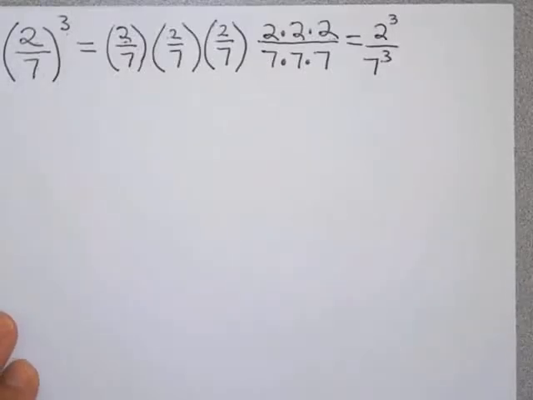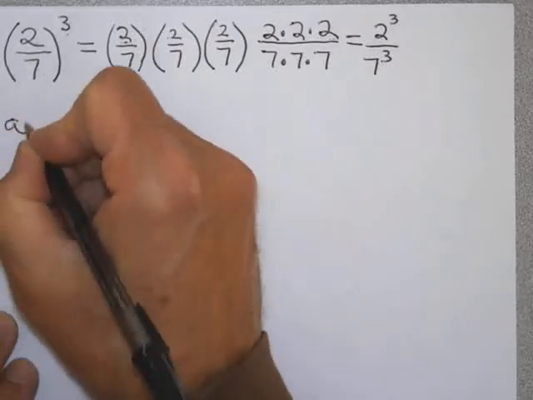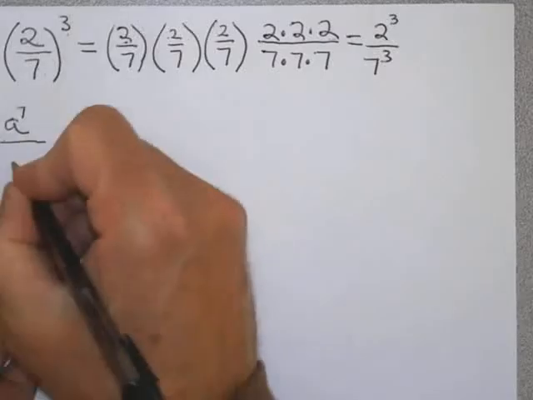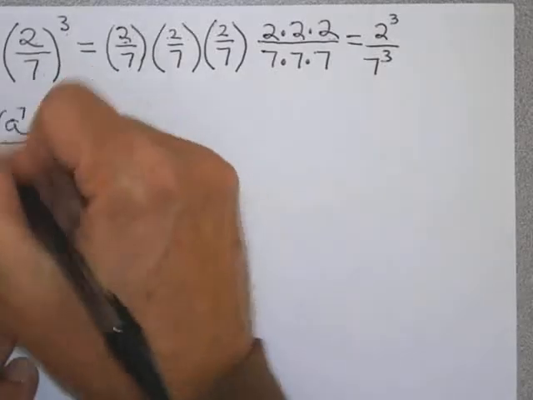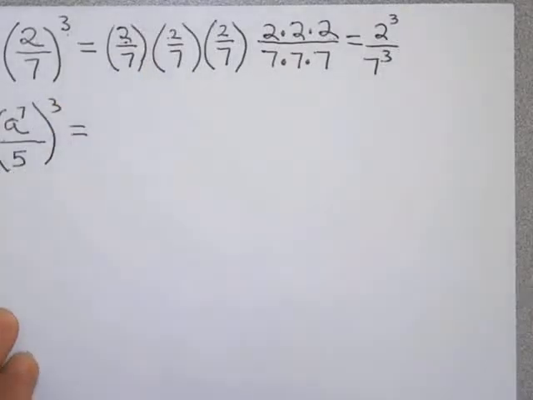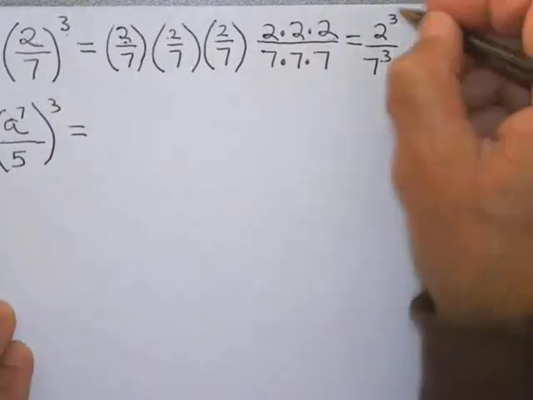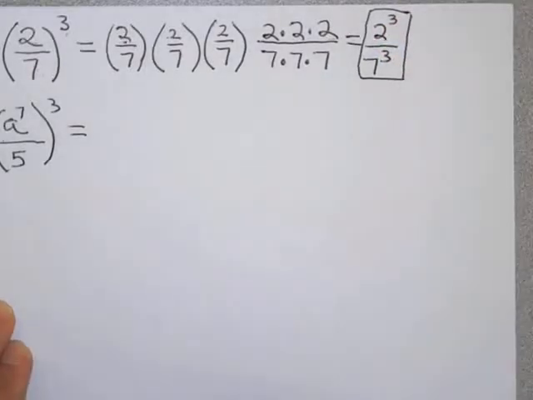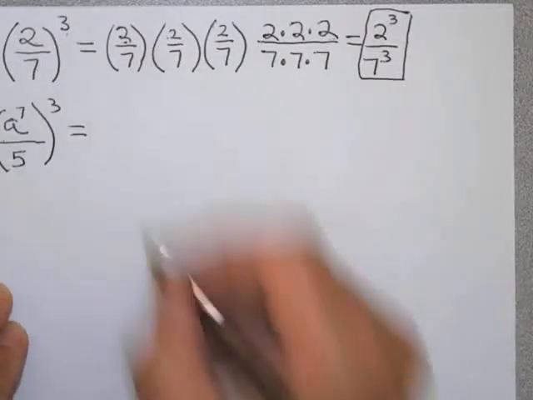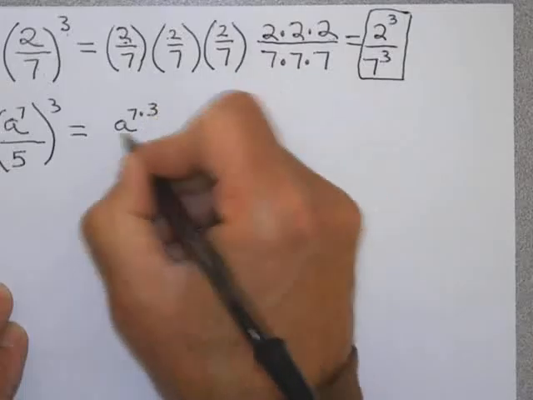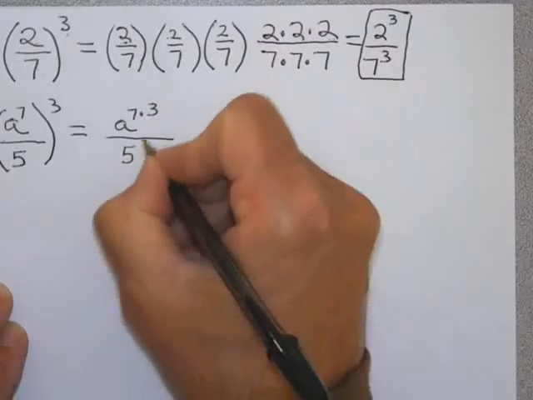What if we do something like, let's take the letter A to the 7th power and over, how about 5? And why don't we raise all of this to the third power as well? So I'm not going to write this all the way out in expanded form. By the way, boxing my answer here. A to the 7th power over 5, raised all of this to the third power, is the same as A to the 7th power multiplied by 3 over 5 to the third power.